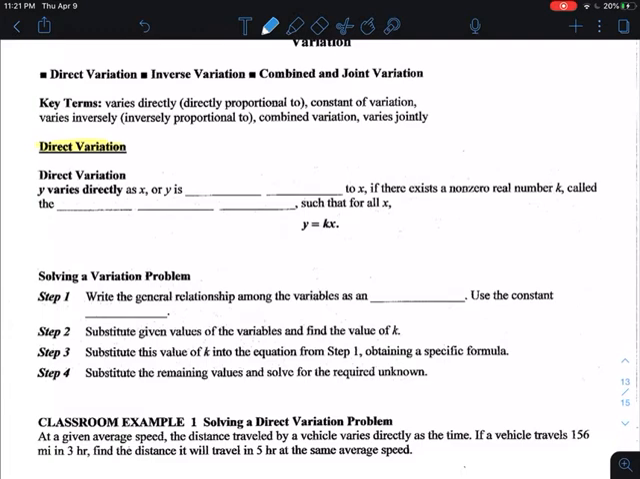All right, so it says direct variation. Y varies directly as x, or y is directly proportional to x if there exists a non-zero real number k called the constant of variation such that for all x, y equals kx. So this is a formula for direct variation.